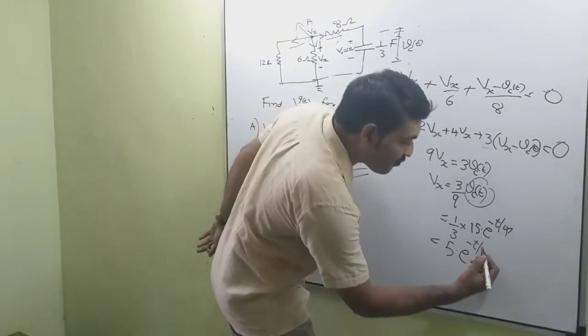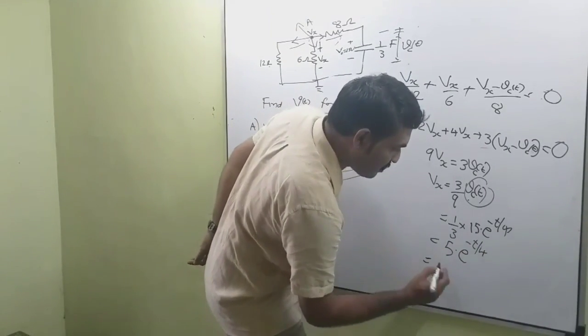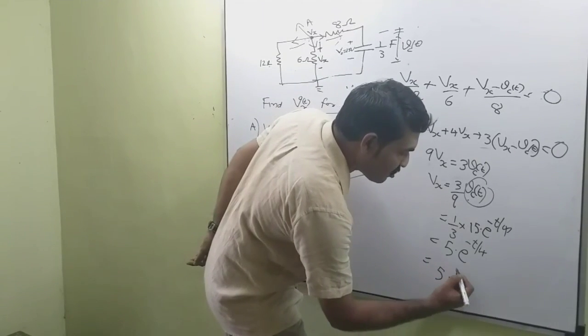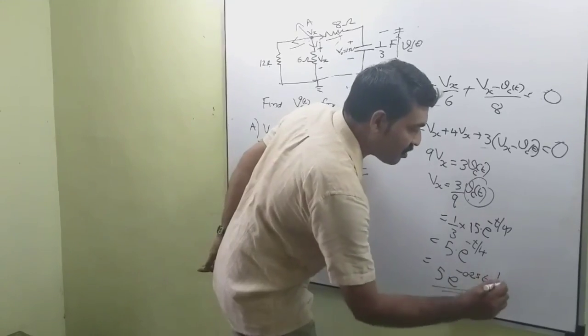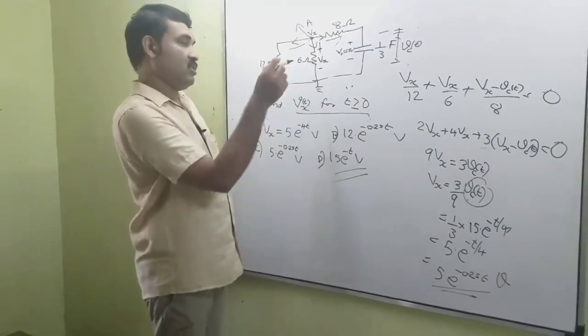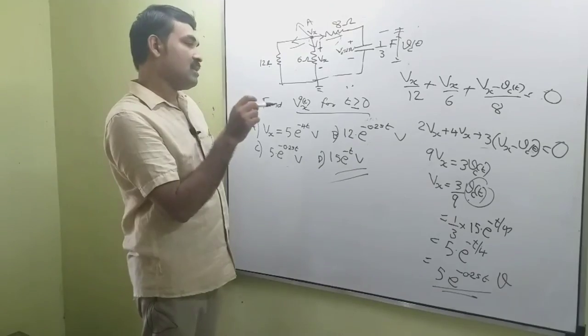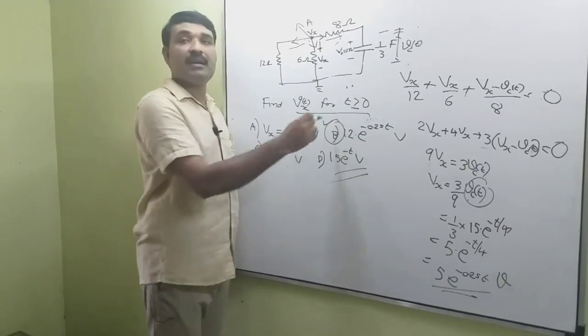Our tau is 4 seconds. So this is equal to 5 into e raised to minus 0.25 t. This much volt. That is the voltage across this resistance. So our choice is C. This is the right answer.